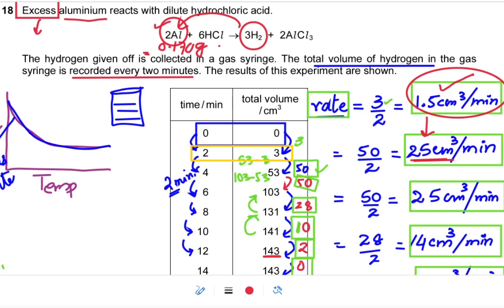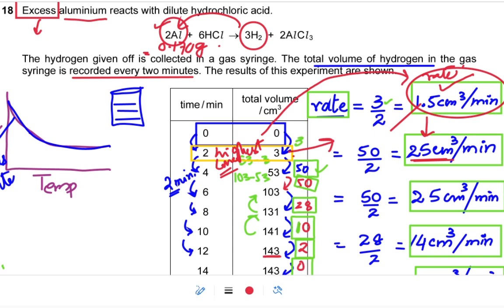The rate of reaction at the initial point is 1.5 centimeter cube per minute. The initial rate of reaction should be greater if this option were correct, but it is not correct. At the highest concentration of acid, the rate of reaction is not high. So option D is totally incorrect.